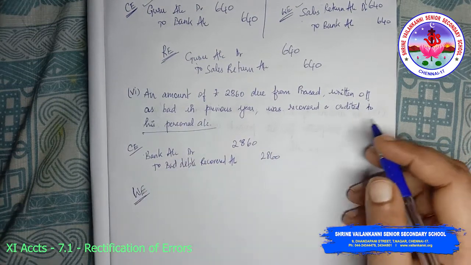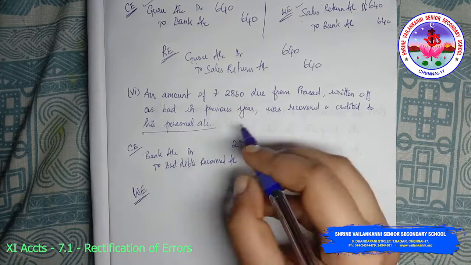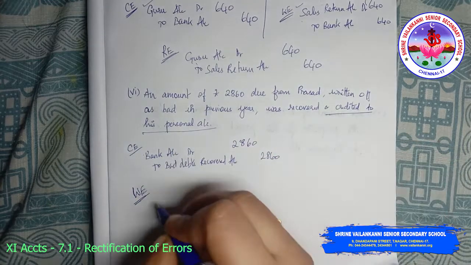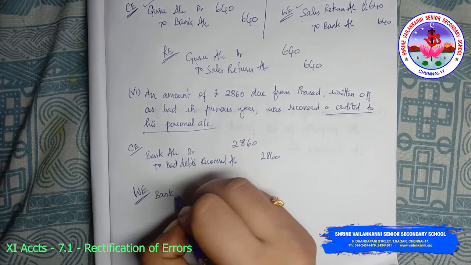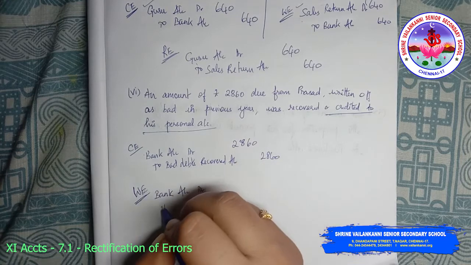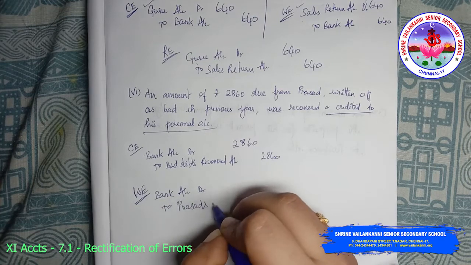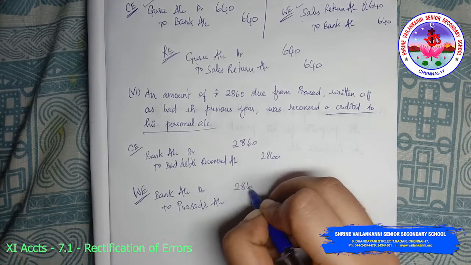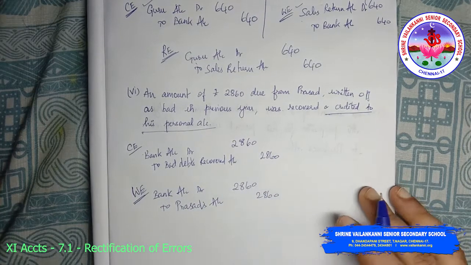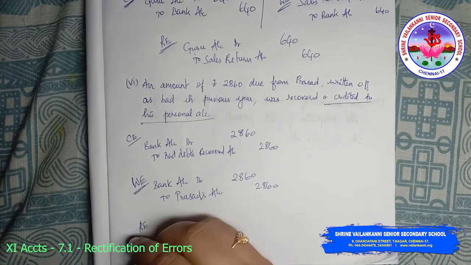Wrong entry that they have posted is they have credited to his personal account, which is a mistake. Bank account debit to Prasad's account, okay, 2,860, which is a mistake. What is the rectifying entry?